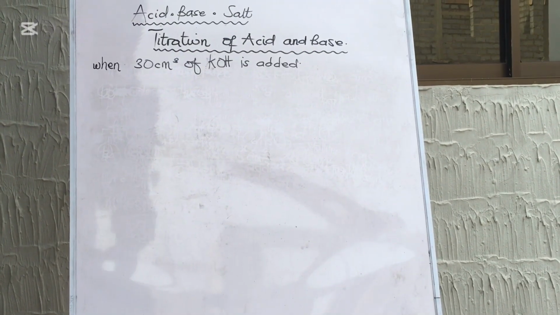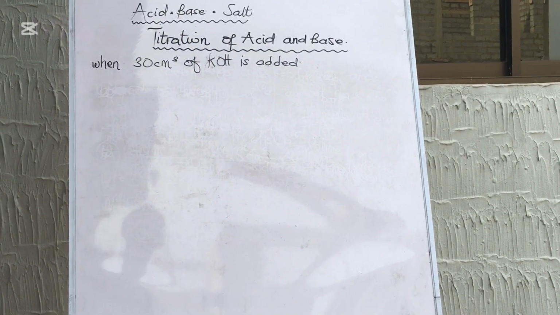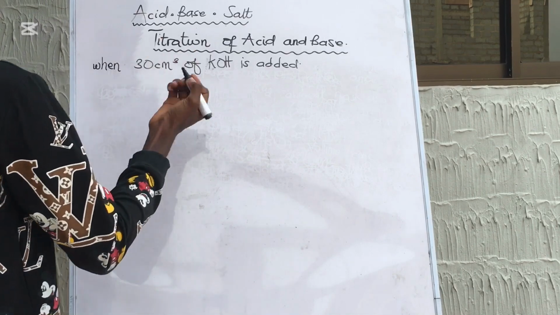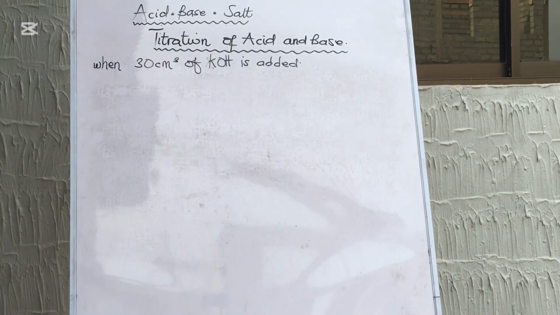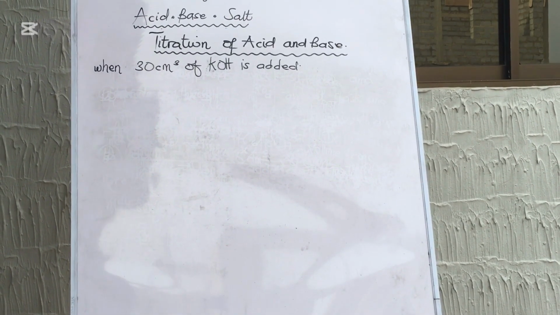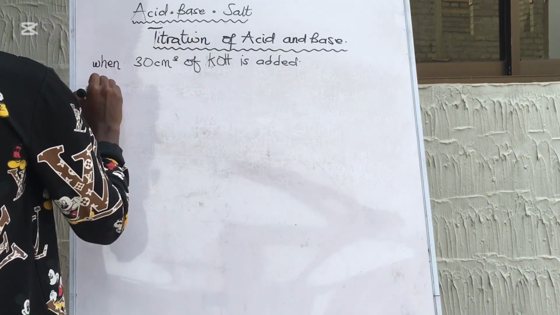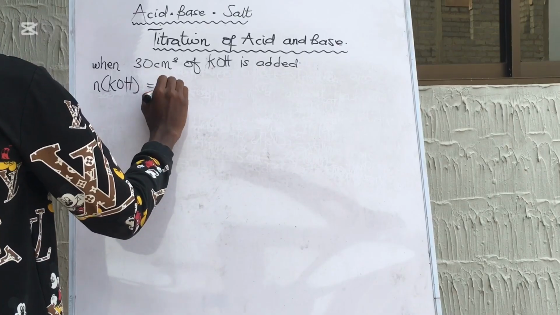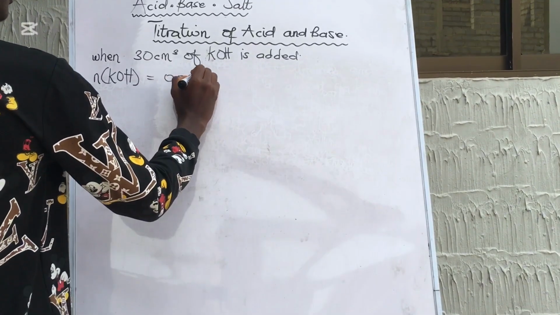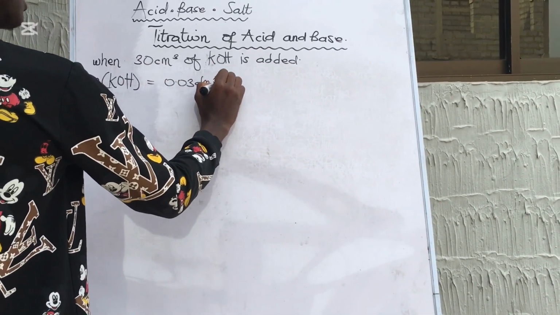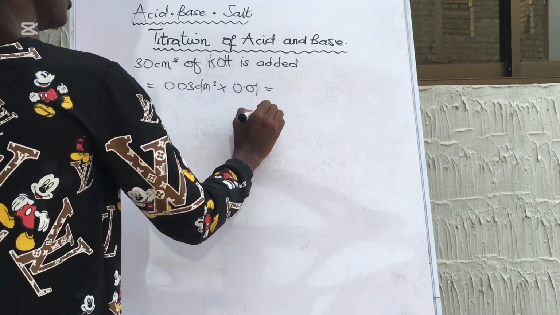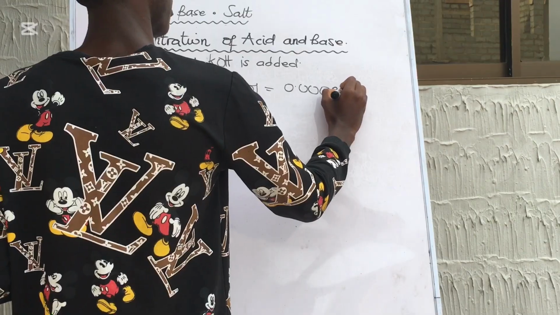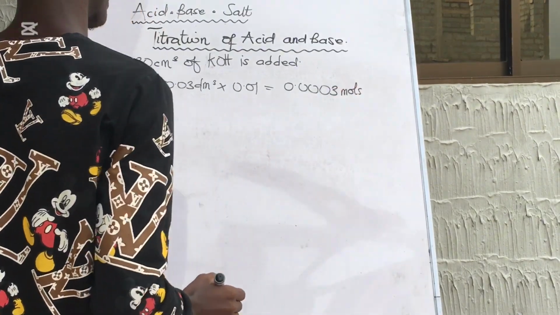Now let's look at the next part of the titration, where we've added 30 centimeter cube of the KOH. 30 centimeter cube is also the same thing as 0.03 decimeter cube. So to find the number of moles of KOH, you have to use the same routine. The number of moles of the KOH is equal to 0.03 dm cube times your 0.01, which will give you 0.0003 moles. So this is the number of moles of the KOH.